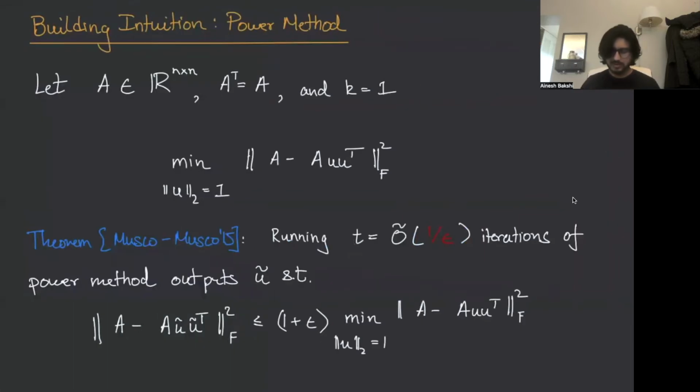Okay, how well does this algorithm perform? In this really nice paper by Musco and Musco from 2015, what they showed is that if we set t, the number of iterations, to be O tilde of 1 over epsilon, then power method outputs a U tilde such that the cost of this U tilde is 1 plus epsilon times opt. So that's pretty nice. This says like 1 over epsilon iterations suffice.